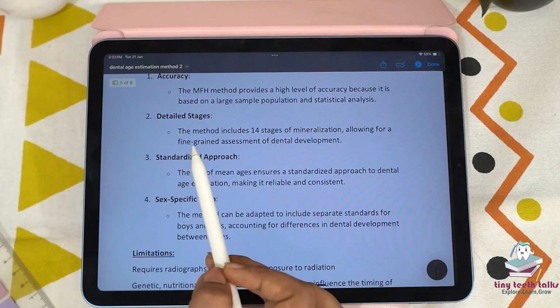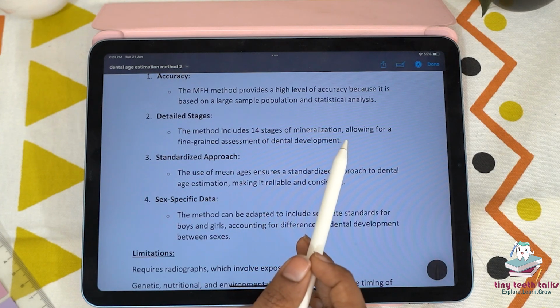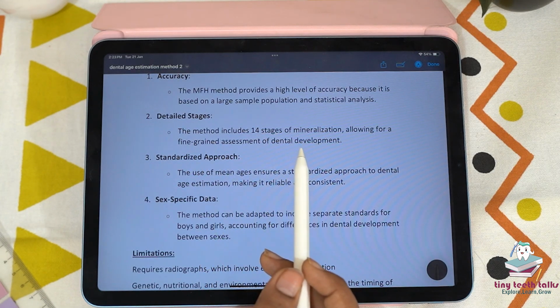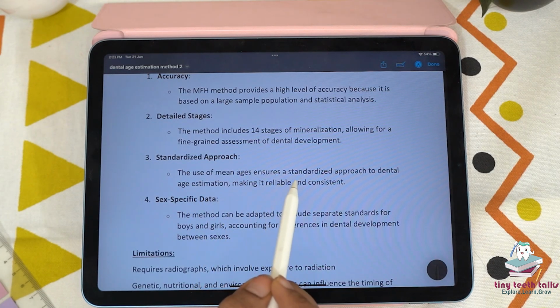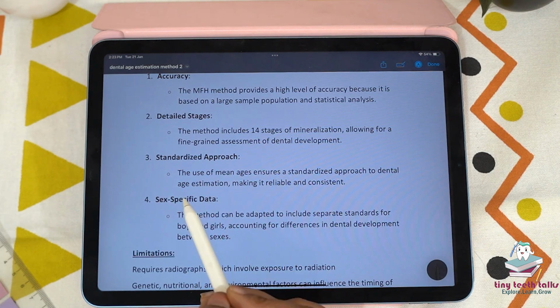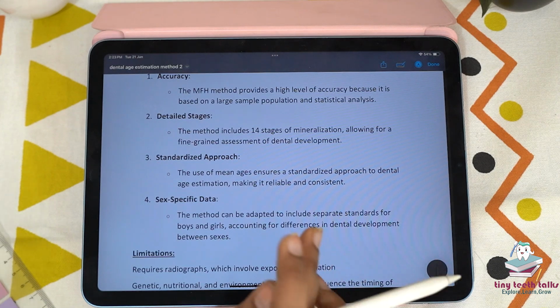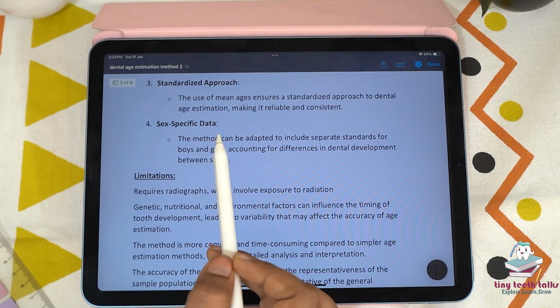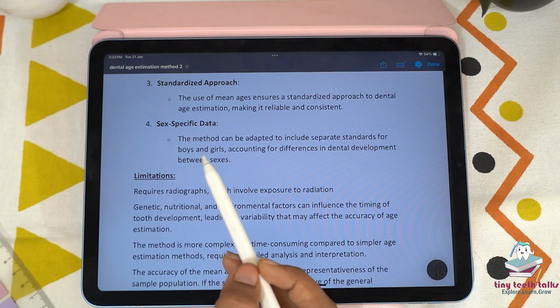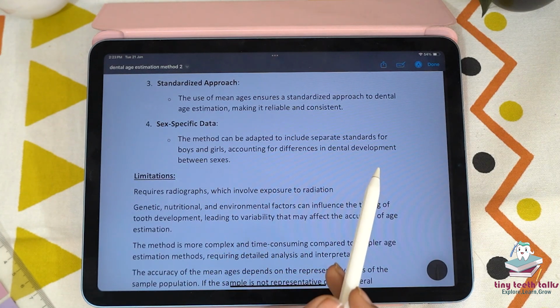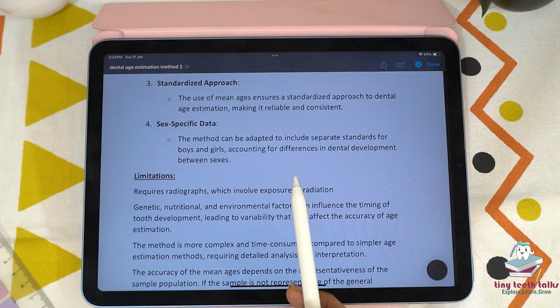Detailed stages. The method includes 14 stages of mineralization, allowing for a fine-grained assessment of dental development. Standardized approach. The use of mean age ensures a standardized approach to dental age estimation, making it reliable and consistent. Sex-specific data. The method can be adapted to include separate standards for boys and girls, accounting for differences in dental development between sexes.